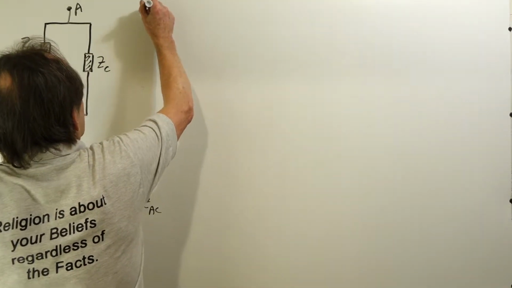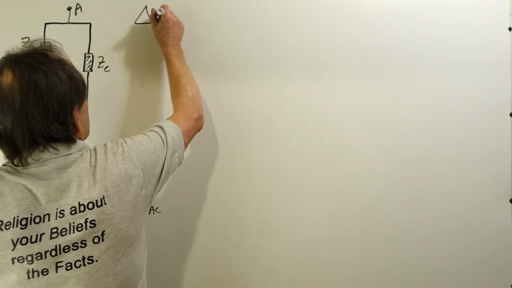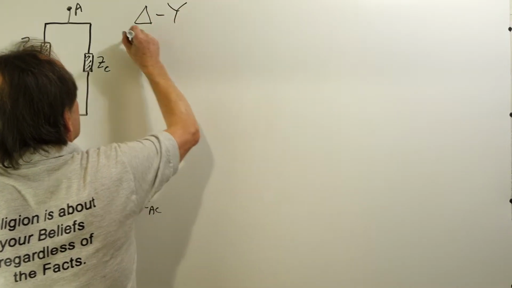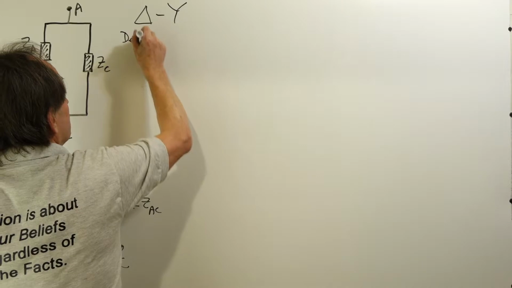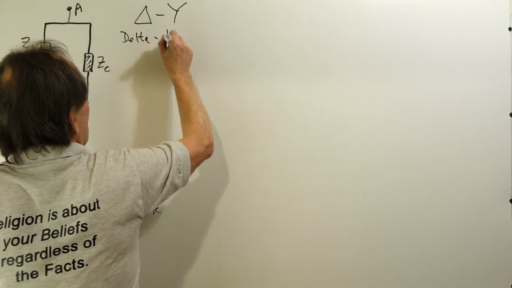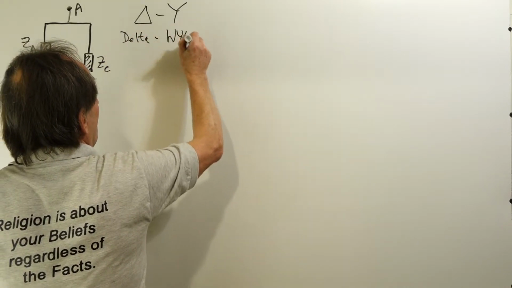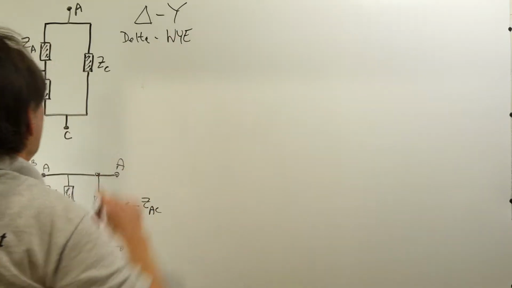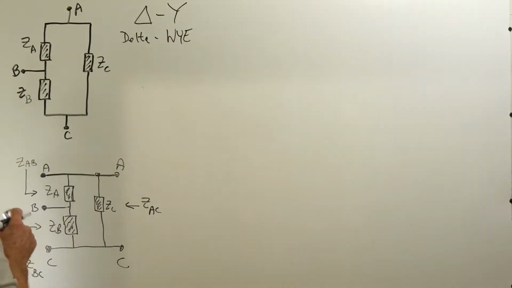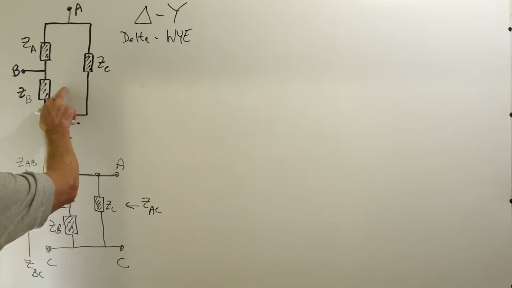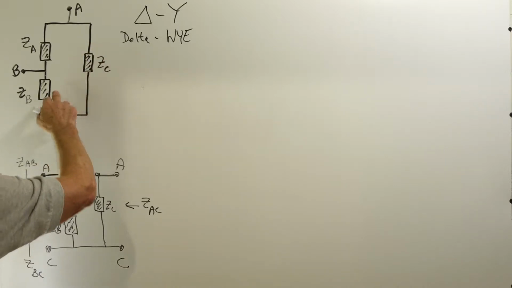We typically denote it this way. We have delta to Y. This is delta, D-E-L-T-A, and this is Y, spelled W-Y-E. And why I can use this transformation is this network is like a delta network.